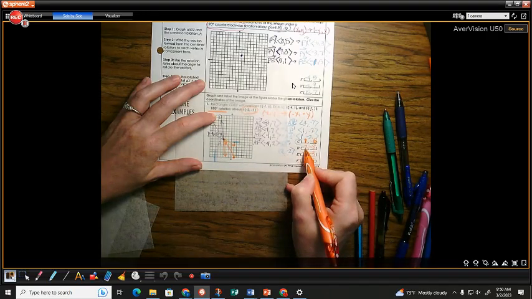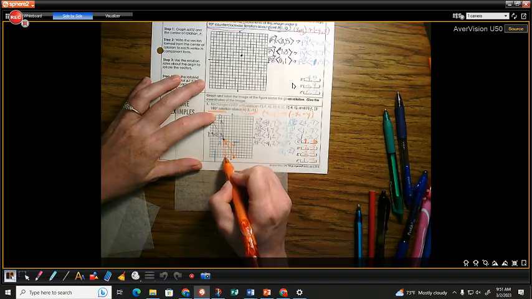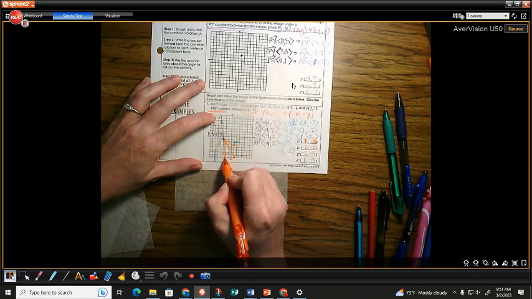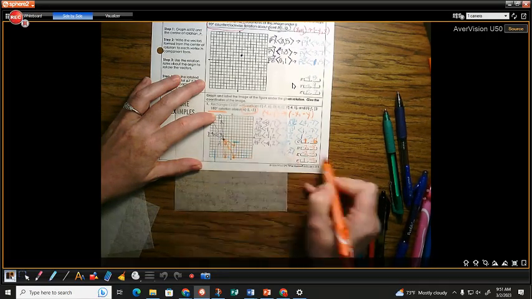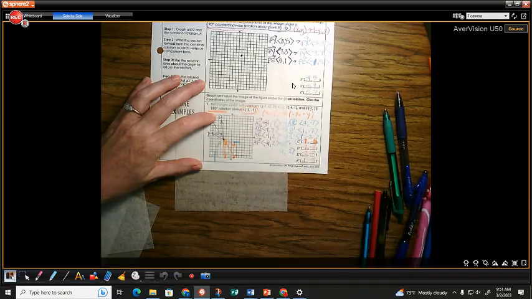D should be at (-2, -8), right there. (-2, -3), and then (1, -3). Could you, if you wanted, literally take some tracing paper and rotate it just to make sure you're doing it right? Sure. Nobody's going to stop you.